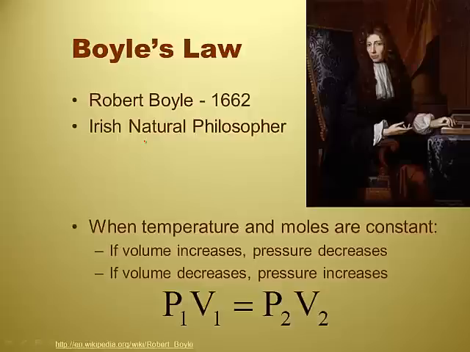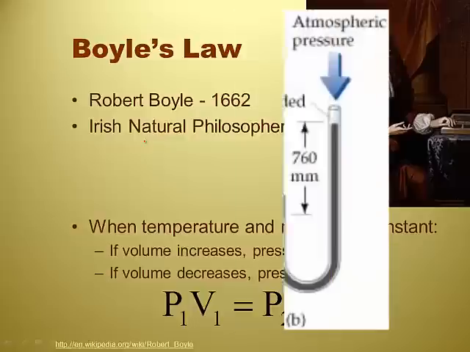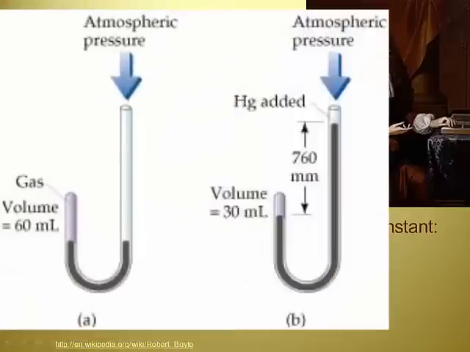Boyle's law. This is an Irish guy named Robert Boyle, and he found an opposite relationship between pressure and volume. He used a J-tube and changed the pressure. The story goes that he ran up and down the stairs of a tenement, though it might have been a mountaintop or something.